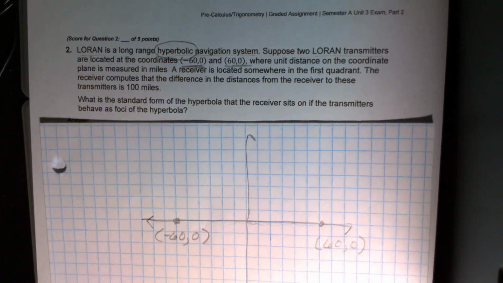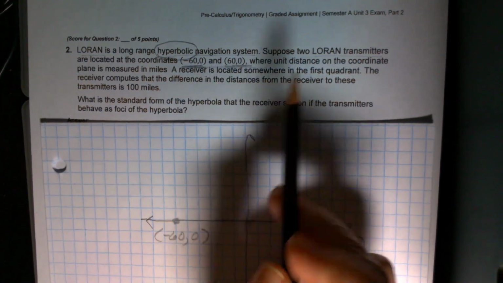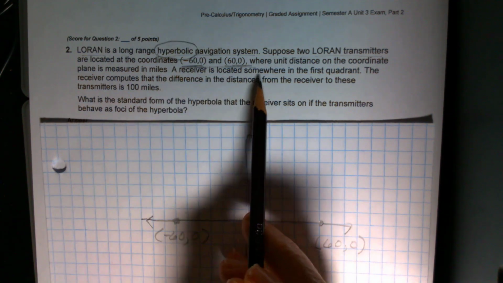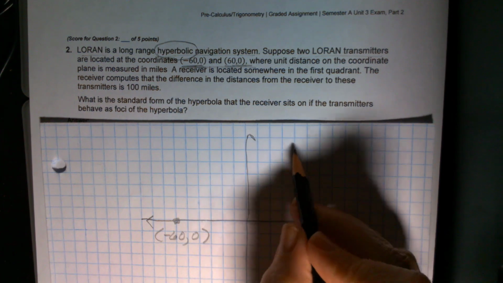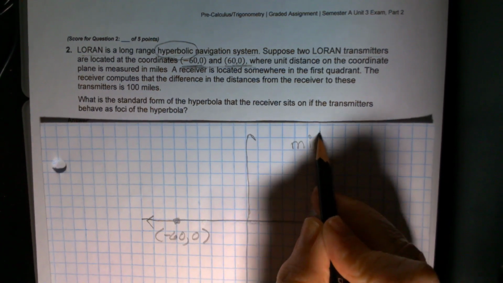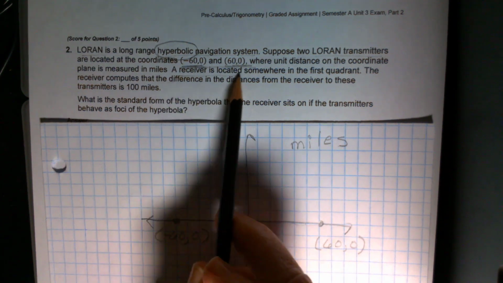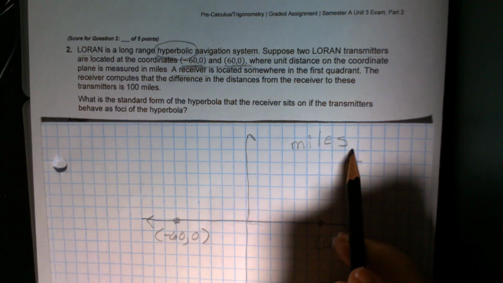I don't know what those points are yet. I'm going to keep reading and put as much information as they've given me onto this graph, onto this coordinate plane. Alright, the distance on the coordinate plane is measured in miles. You need to keep that in mind when I answer. A receiver is located somewhere in the first quadrant. So this is quadrant 1.